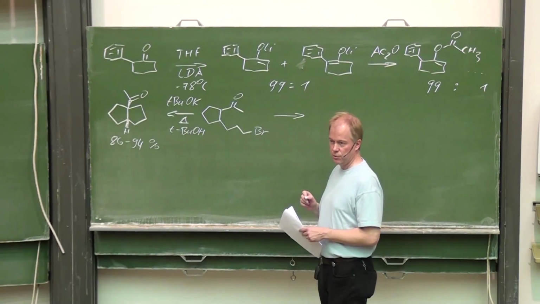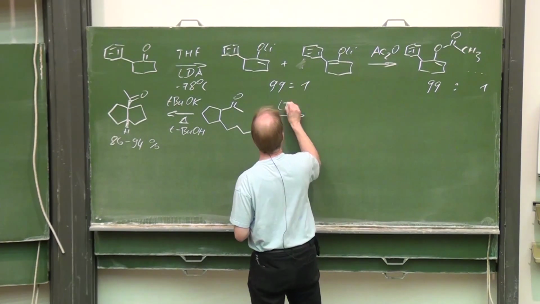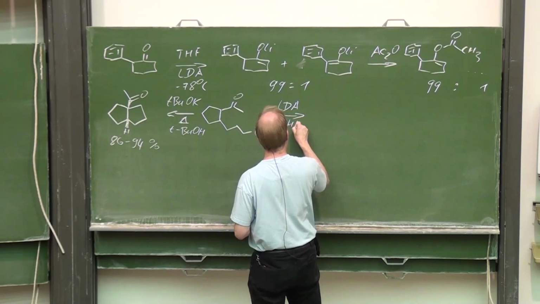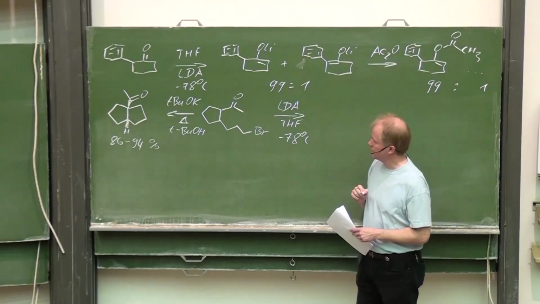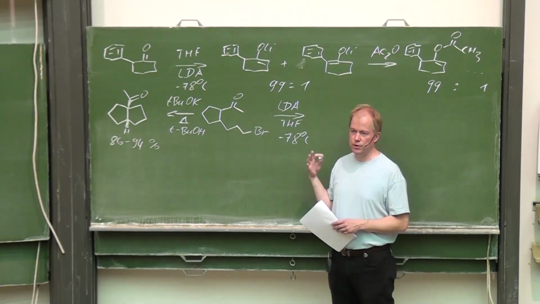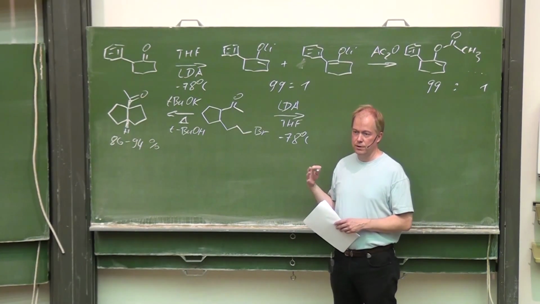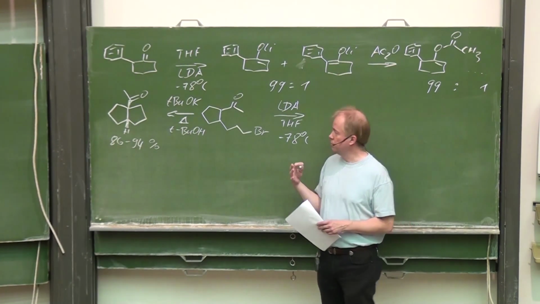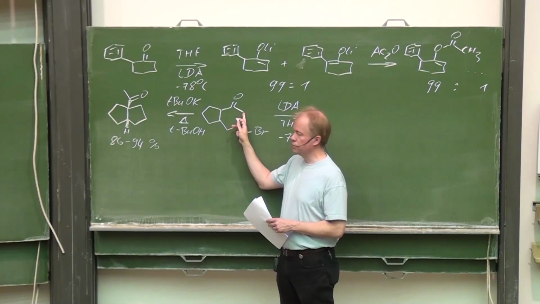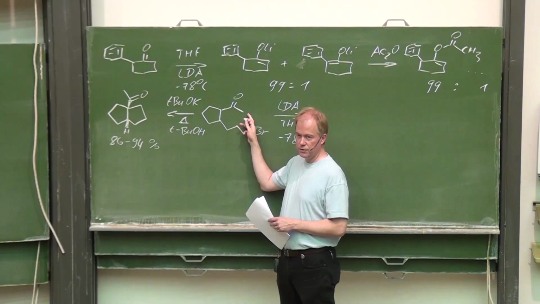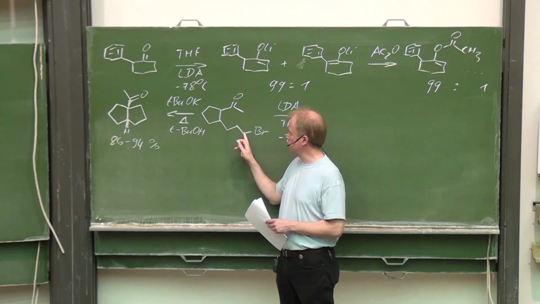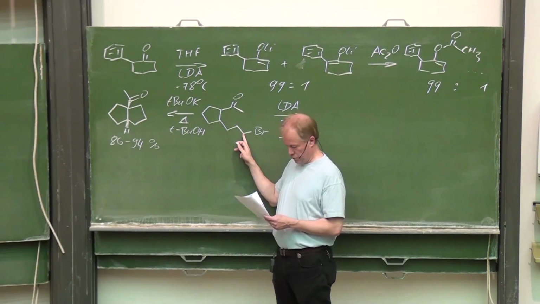Now you can guess what the result will be if we use LDA, THF, minus 78 degrees. In this case, preferentially, the kinetically favored enolate should be our reactive intermediate. This means deprotonation here, this enolate, and then C-C bond formation from this position to that position, giving a 7-membered ring.